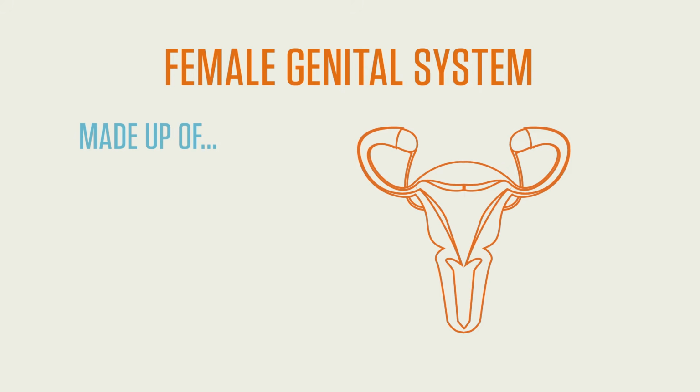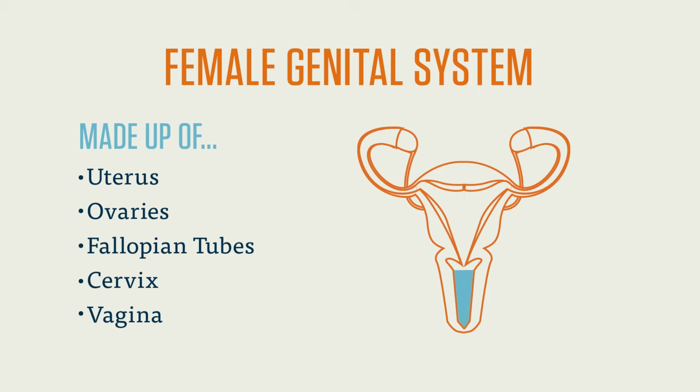The female system is significantly more complicated than the male genital system. The female genital system is made up of the uterus, ovaries, fallopian tubes, cervix, and vagina. When looking for procedures performed on the vagina, look for the prefix colpo, while procedures on the uterus use a prefix hystero, as in hysterectomy.